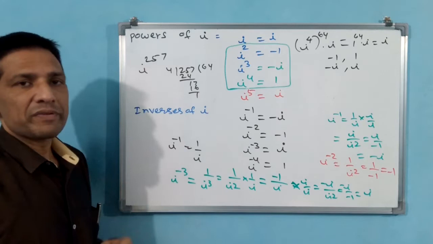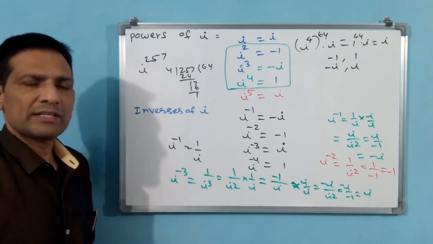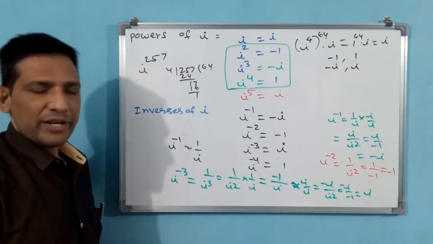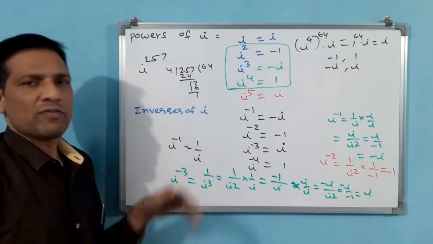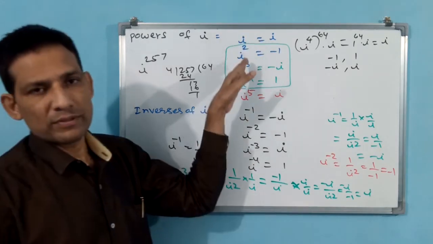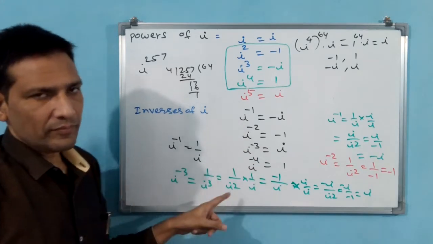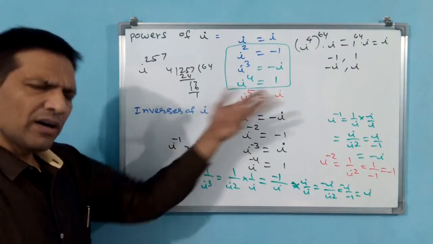Like this you can convert any number. Here I have converted 257 like this in front of you. Like this you can convert any number, any power of i, any inverse of i. What you have to remember: you have to remember these 4 powers, 2 inverses. Remaining all you are going to make.